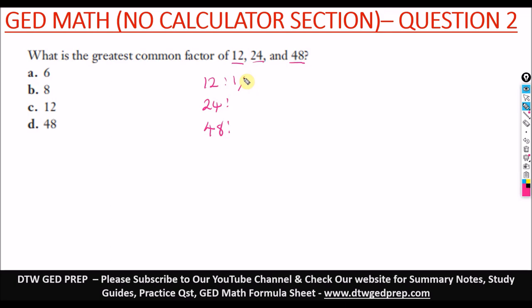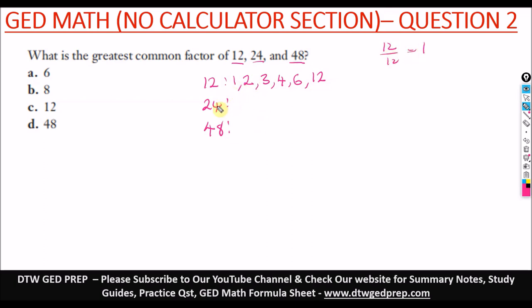So the next factor is 2. Another factor of 12 is 3, because when you divide 12 by 3, you have a whole number, 4, without a remainder. The next factor is 4. The next factor is 6. And finally, 12 is a factor of itself, because 12 divided by 12 is 1.